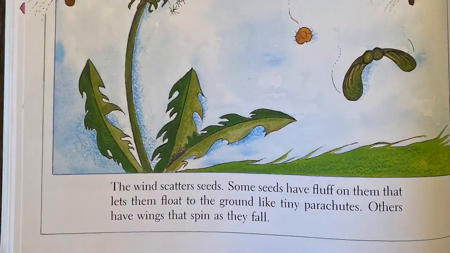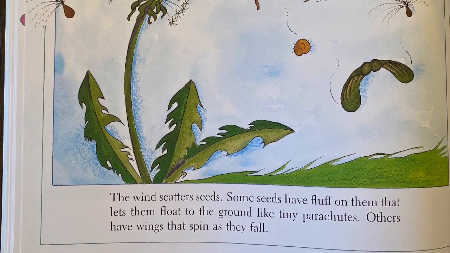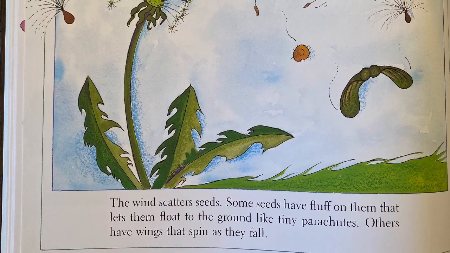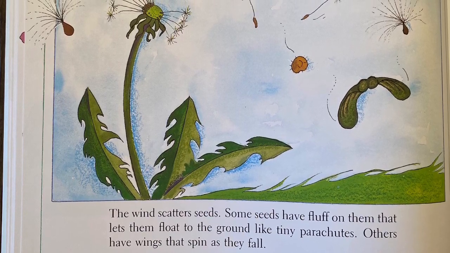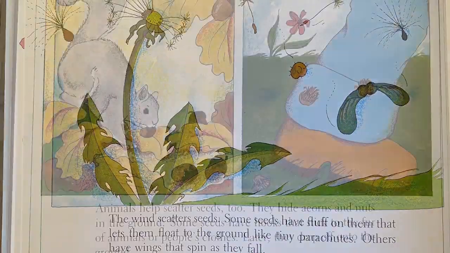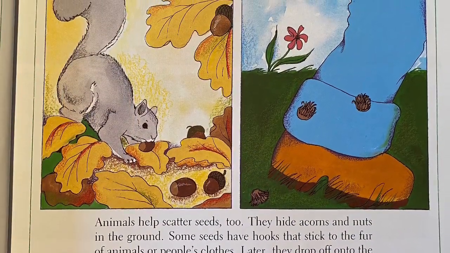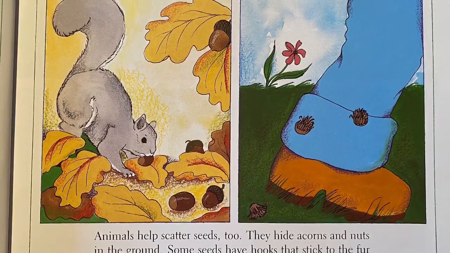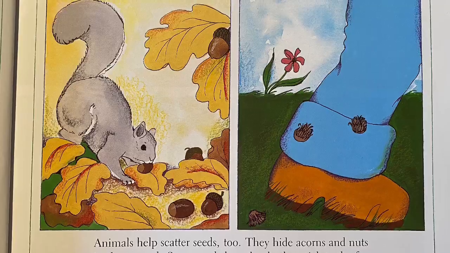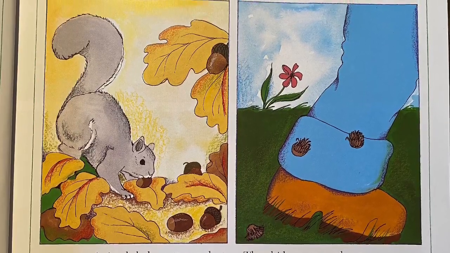Wind scatters seeds. Some seeds have fluff on them that lets them float to the ground like tiny parachutes. Others have wings that spin as they fall. Animals help scatter seeds too. They hide acorns and nuts in the ground. Some seeds have hooks that stick to the fur of animals or people's clothes. Later, they drop off into the ground.